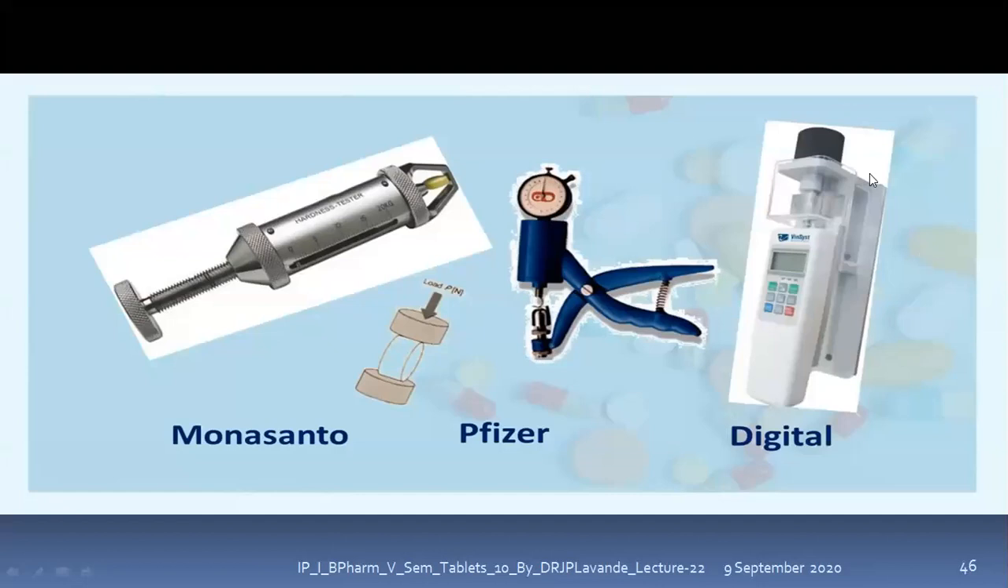So this is the digital one. Nowadays, in most of the advanced industries and institutions, you are going to find this kind of hardness tester, that is the digital. It is operated by battery or electrically, isn't it? The tablet is held here and it is switched on. As a result of electricity, the pressure is generated, and the pressure exerted when the tablet is broken down is noted digitally on this screen. So there are three different types of hardness tester: Monsanto, Pfizer, and the digital hardness tester.